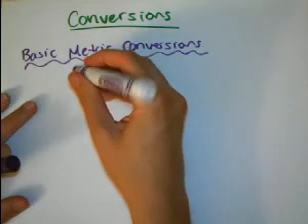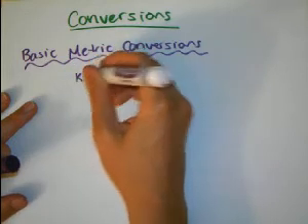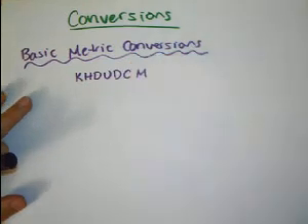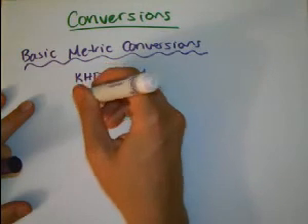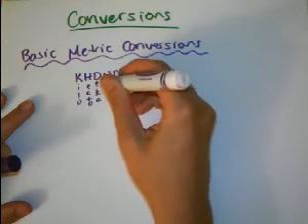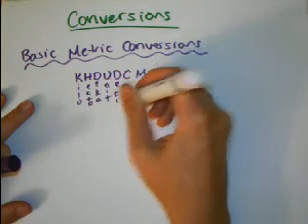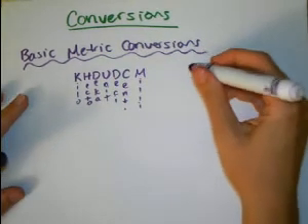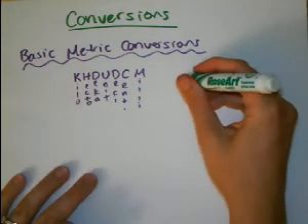You can either do them using King Henry, which is King Henry died unexpectedly drinking chocolate milk. And that's just a shortcut of moving a decimal. These stand for kilo, hecto, deca, the unit, deci, centi, and milli. And so if you had something like, let's say we had 150 centimeters equals question mark kilometers.